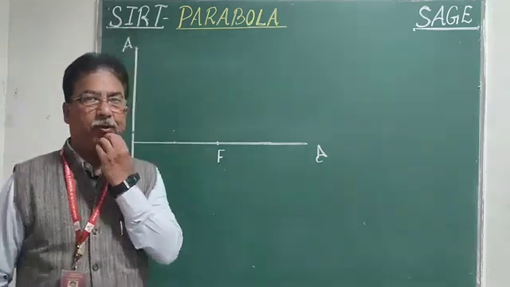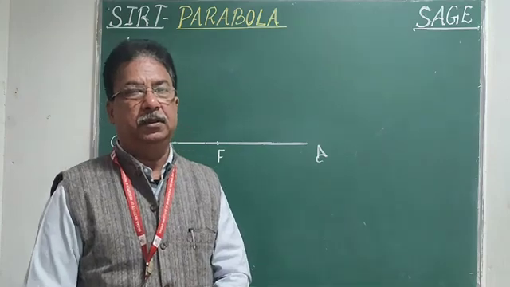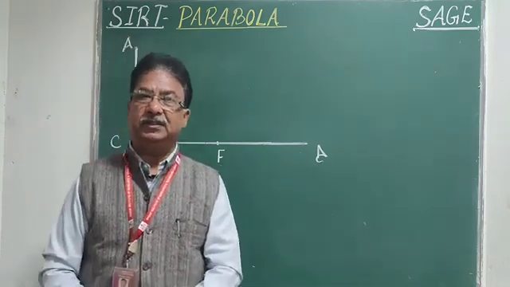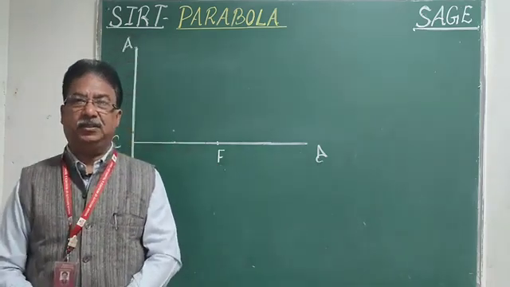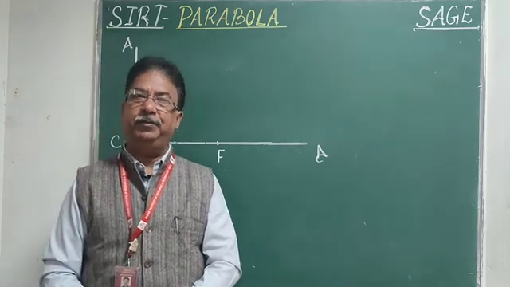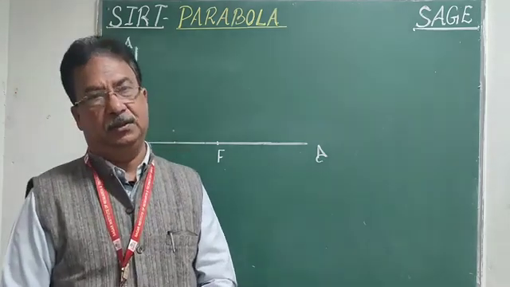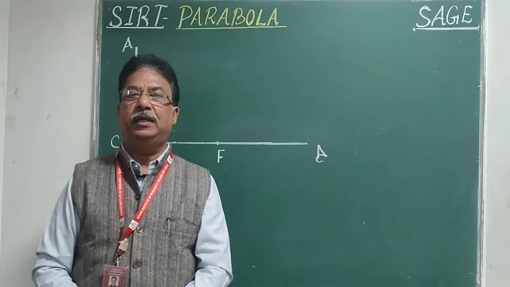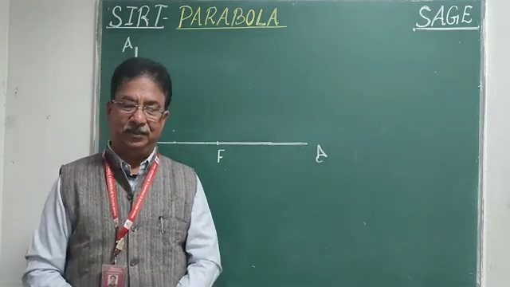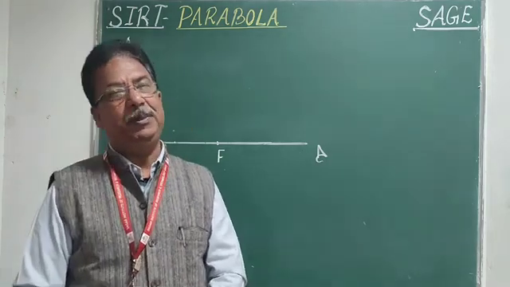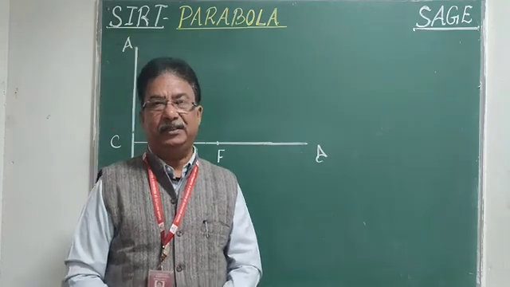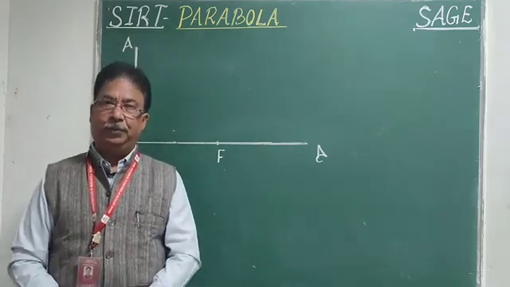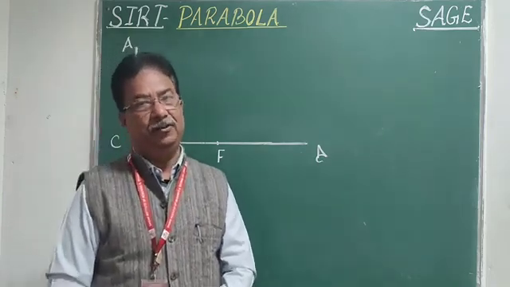Today I am taking one problem on parabola. If you remember, earlier we discussed different methods for construction of conic sections. There is one method that is known as the general method. Sometimes people also call it the directrix and eccentricity method. This method is based on the definition of eccentricity, according to which for a parabola the eccentricity will be 1.